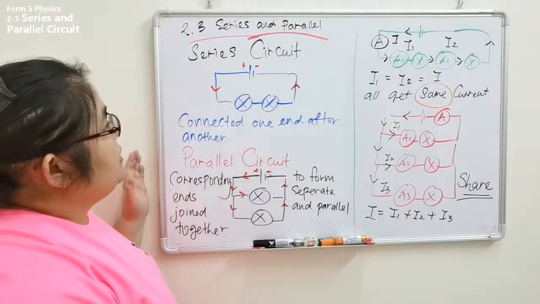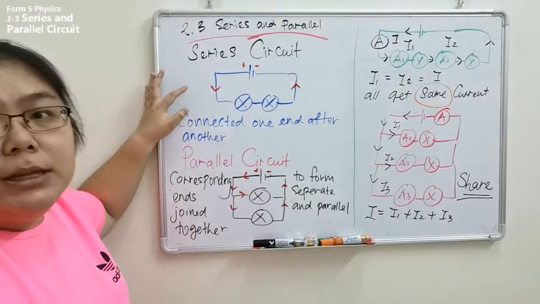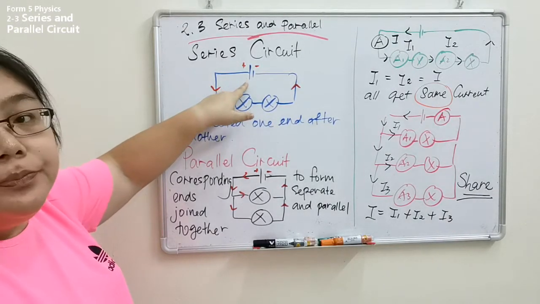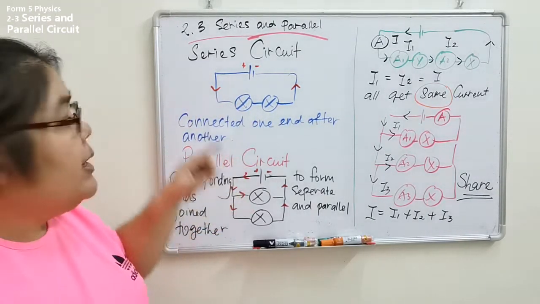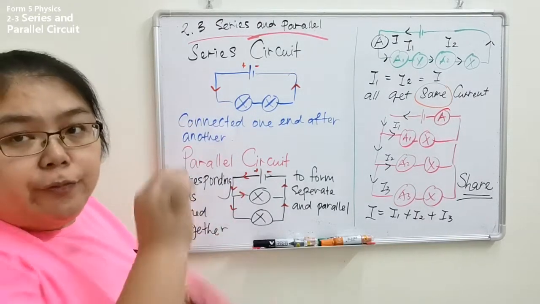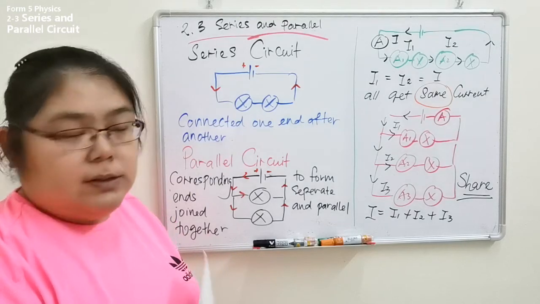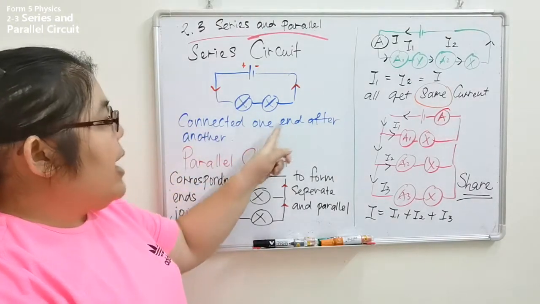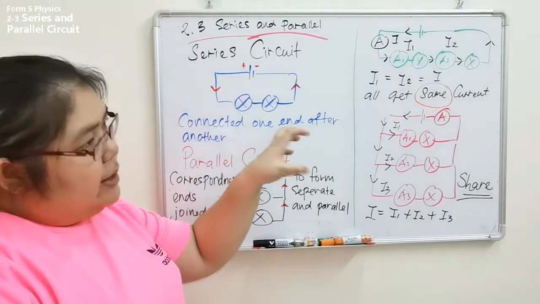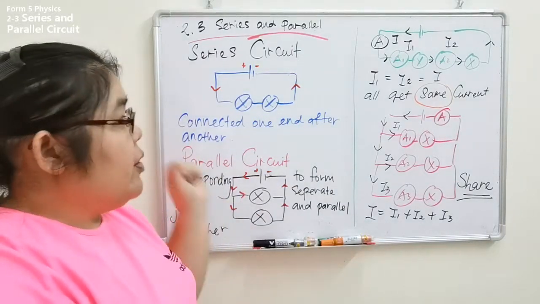Okay, now you need to see here. This one is a schematic diagram. We've got a battery. After that we've got two bulbs. Can you see the two bulbs joined with one wire together in one line? So this one we call series. Connected one end after another. After the end, then you join another one. So that one we call series.